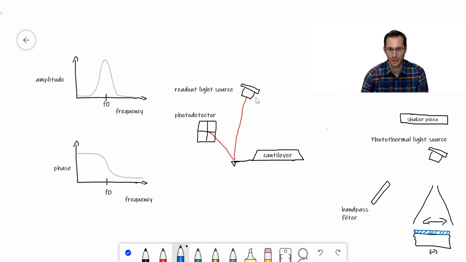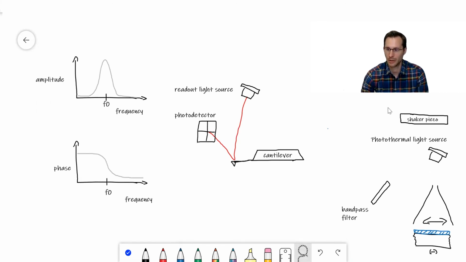our cantilever. We have a readout light source that we shine down onto the end of the cantilever, and then that light is reflected back onto the photodetector so that we can measure the deflections of the cantilever. And if we were to look at the cantilever itself, in terms of its frequency response, in amplitude versus frequency, in the ideal case, we'd see some kind of peak right around the resonance frequency of the cantilever. And in the phase versus frequency response, we'd see some kind of phase shift right around the resonance frequency of the cantilever.